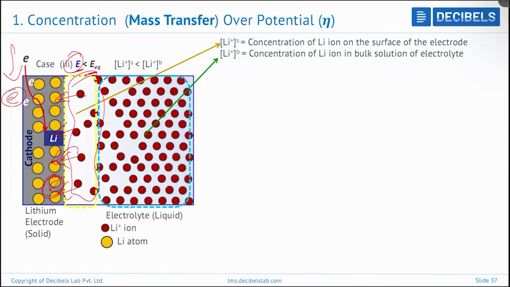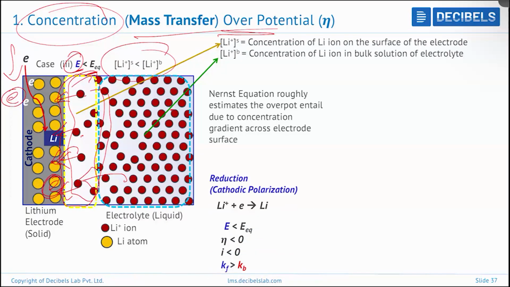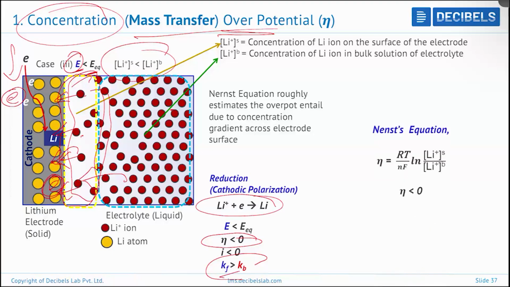As a result of lithium plating, the lithium ion concentration near the surface of the electrode decreases, and as a result, there is a difference between the bulk lithium ion concentration and the surface lithium ion concentration. That again leads to concentration polarization. To make it uniform, again you require some more potential, which is called mass transfer overpotential. Here the overpotential is negative because it is undergoing a reduction reaction, and the forward reaction is greater than the backward reaction.